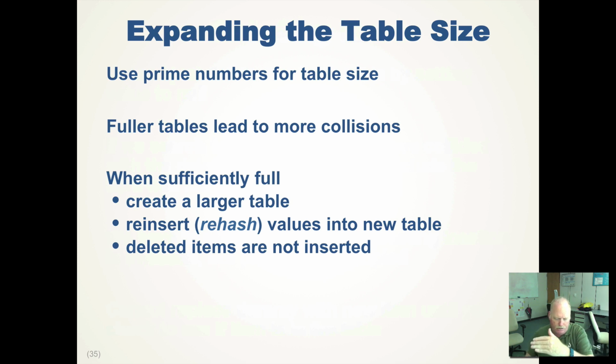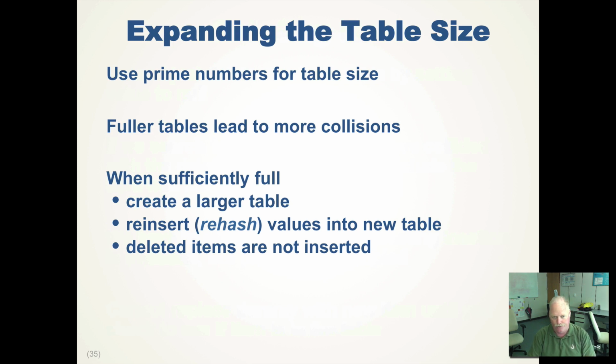So we create a larger table. We rehash those values, everything in the table, into the new table because we got a new hash table size. We need to recalculate what their indexes are, and we don't insert deleted items because they've been deleted, so we don't have to worry about deleted items. So that sort of redistributes the items in the hash table into our new table, and that's how we do it. So that's how we do for linear probing.